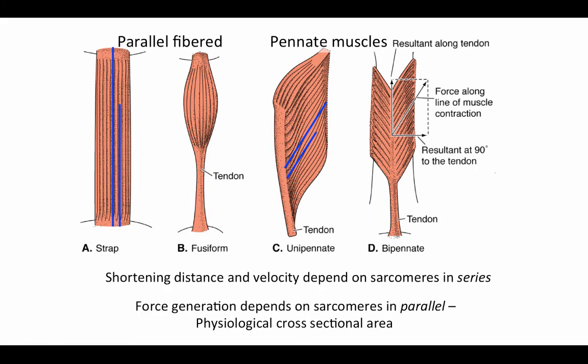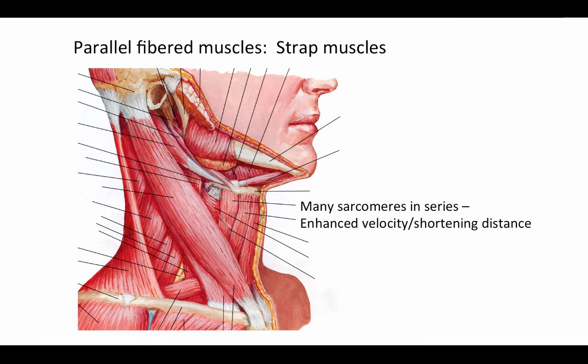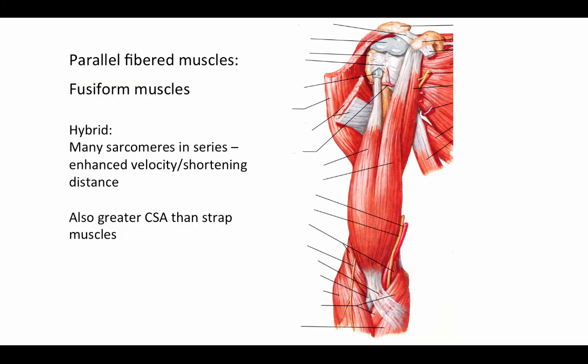So an example of some of these parallel fibered muscles are the strap muscles that we see in the necks of mammals. So you can see there are a great number of them. So here we have many sarcomeres in series, which enhances the velocity and shortening distance of these muscles. We can have another kind of parallel fibered muscle that is a sort of hybrid design. You get a nice compromise, best of both worlds solution. These can tend to be fairly long.